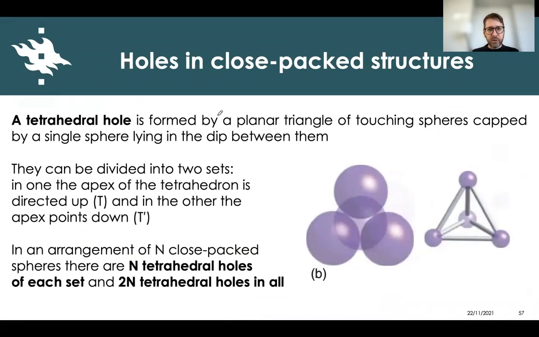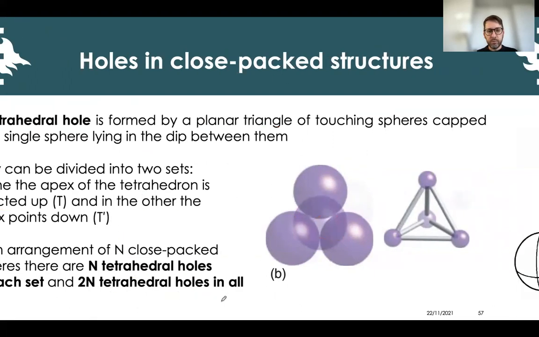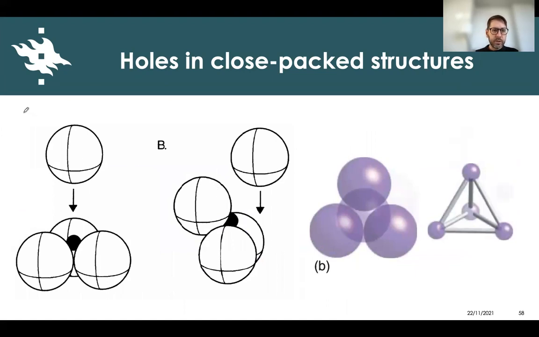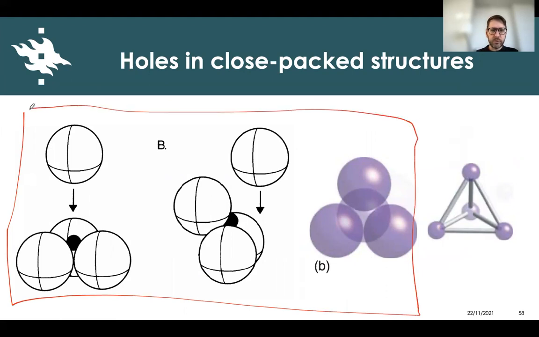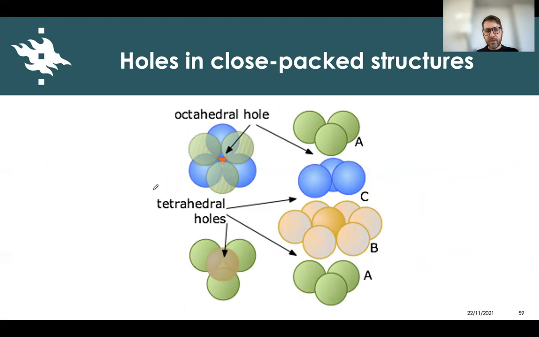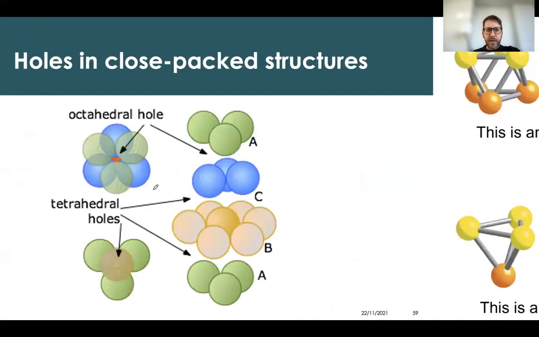And we also have the tetrahedral holes, which are formed by a planar triangle of touching spheres capped by a single sphere lying on the dip between them, as represented here. These tetrahedral holes can be divided into 2 sets, one in which the apex of the tetrahedron is directed up, and the other in which the apex points down. So if we have an arrangement of n closed packed spheres, there are n tetrahedral holes of each set, and 2n tetrahedral holes in all. This is a representation of these tetrahedral holes in the structure, and they can also be visualized by looking at this figure.